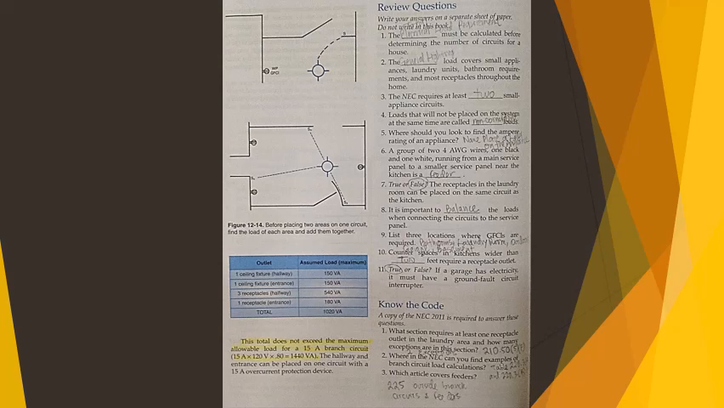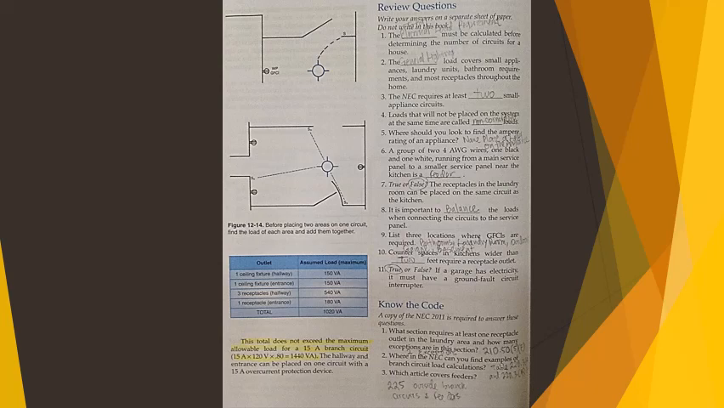For the section of Know the Code, which is a section that helps you be familiar with the NEC by looking up some answers for questions, is the following. Number 1, what section requires at least 1 receptacle outlet in the laundry area, and how many exceptions are in this section? The section is 210.52(F). And there are 2 exceptions if you look at this section in the NEC.